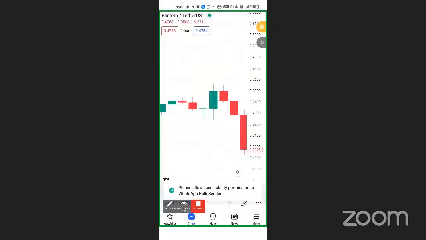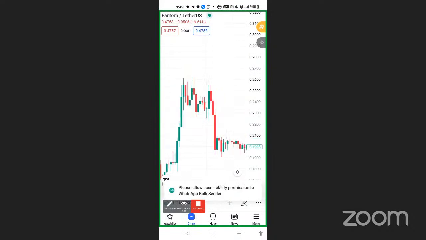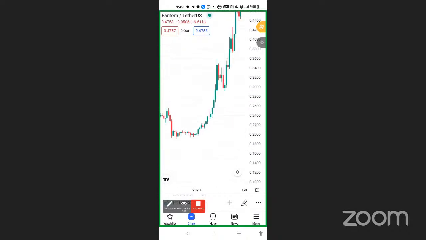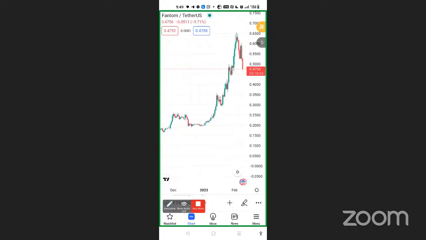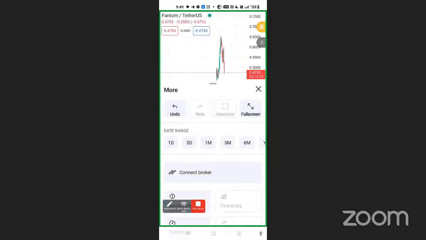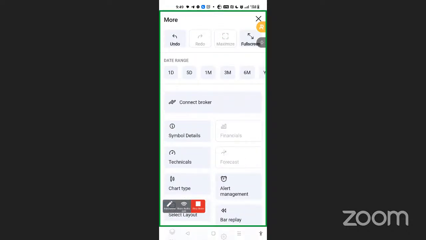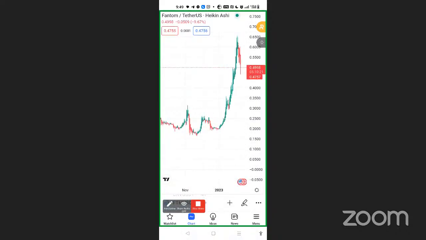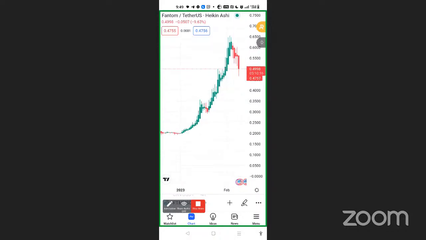For example, we are still focusing on the Phantom. If we are using the ordinary candles, all of us can see that this was an upward trend and this is a downward trend. The market is going up that side, the market is coming down this side. So let us try to tap on here and change our type to Heikin Ashi candles. Good. Okay.